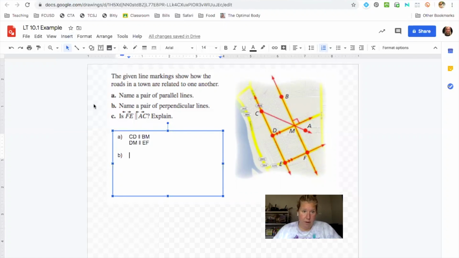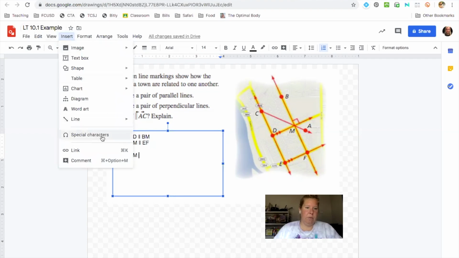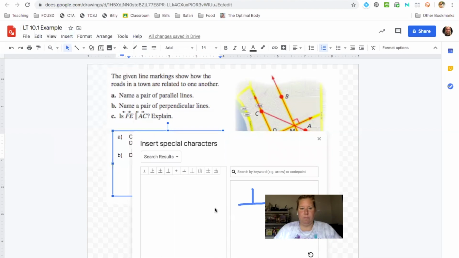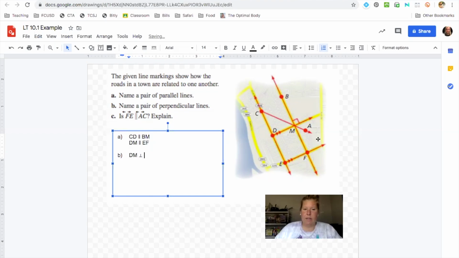Then we also have, name a pair of perpendicular lines. Well, this guy right here, that 90 degrees gives it straight away that DM. And what's really cool is when we insert our special character, it doesn't really matter which one we use here. That's the symbol for perpendicular. Look, it's two perpendicular lines. DM is perpendicular to BN. Okay.